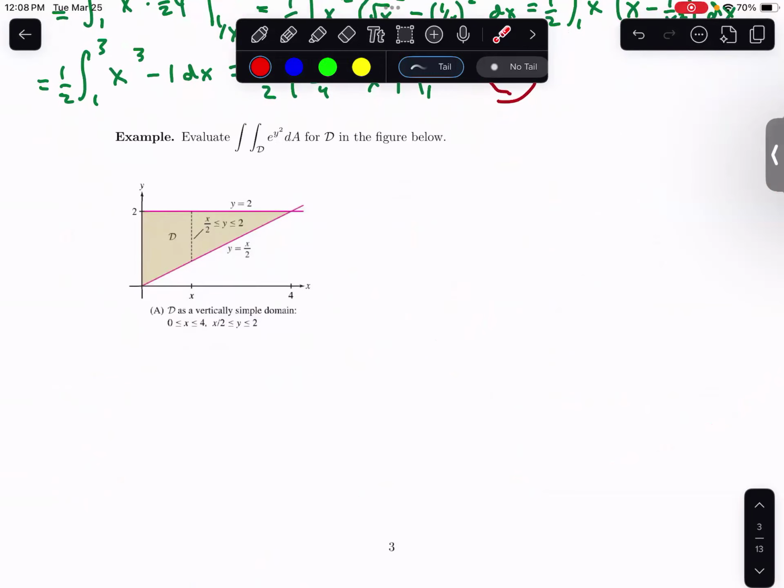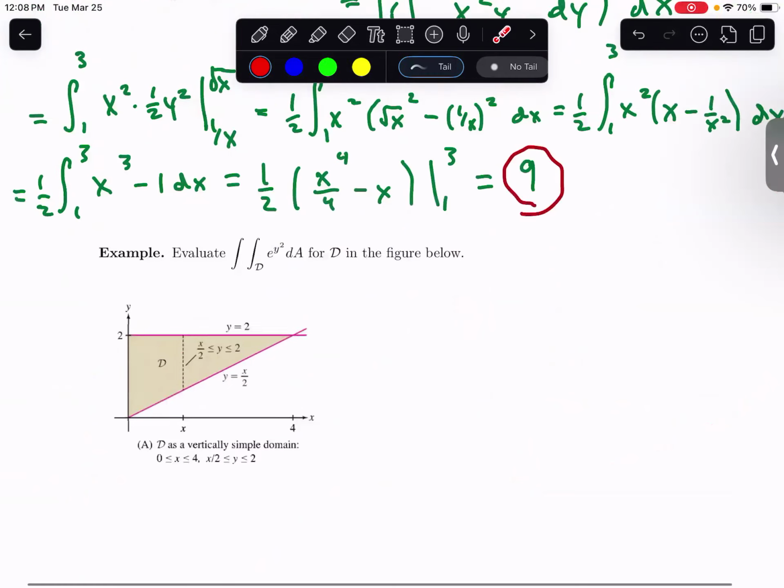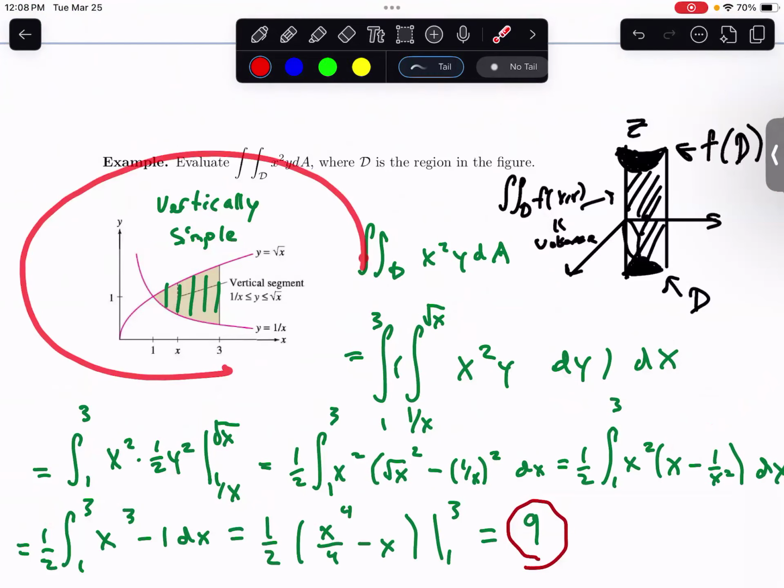Okay, this next example illustrates the importance of being able to go between two different kinds of double integrals. When we were looking at this example, we observed that it was both vertically simple because it has a lower bound and upper bound given by two functions. It was also horizontally simple, right? And there's no crossover in terms of what the upper bound is going to be. It made things a little bit more difficult because the lower bound changes when you pass y equals 1. So we went with vertically simple, but you could have done horizontally simple as well.